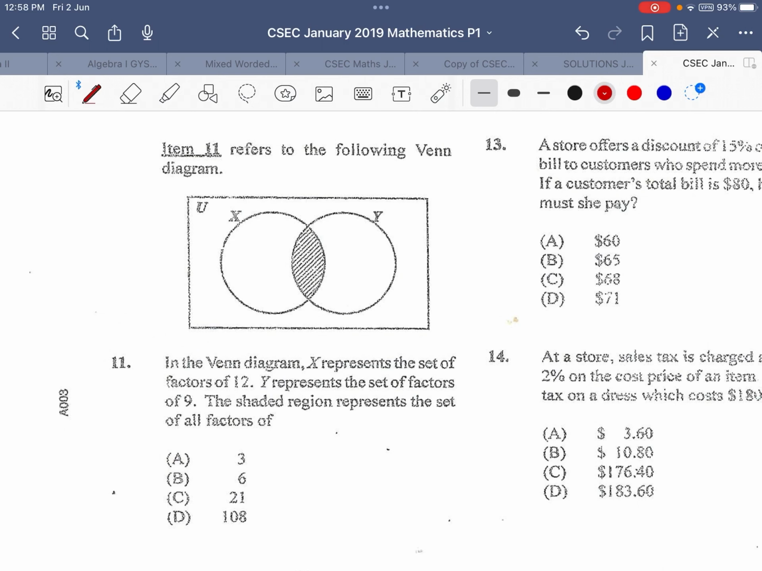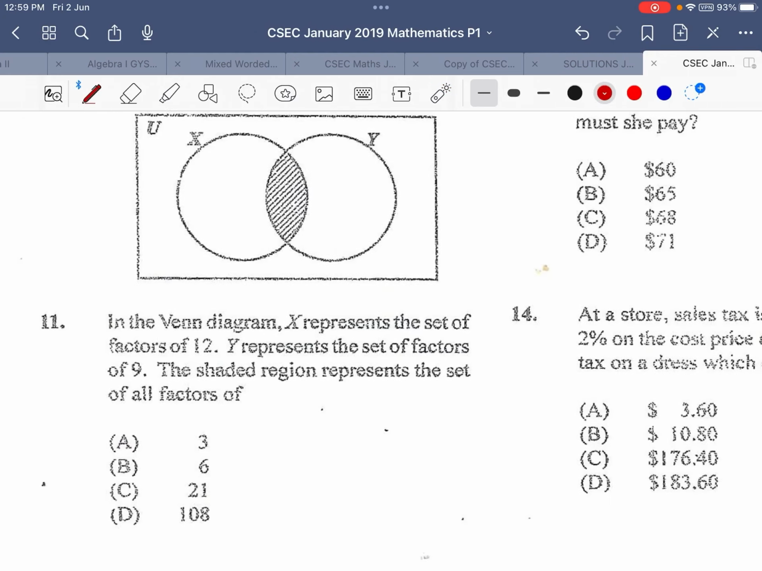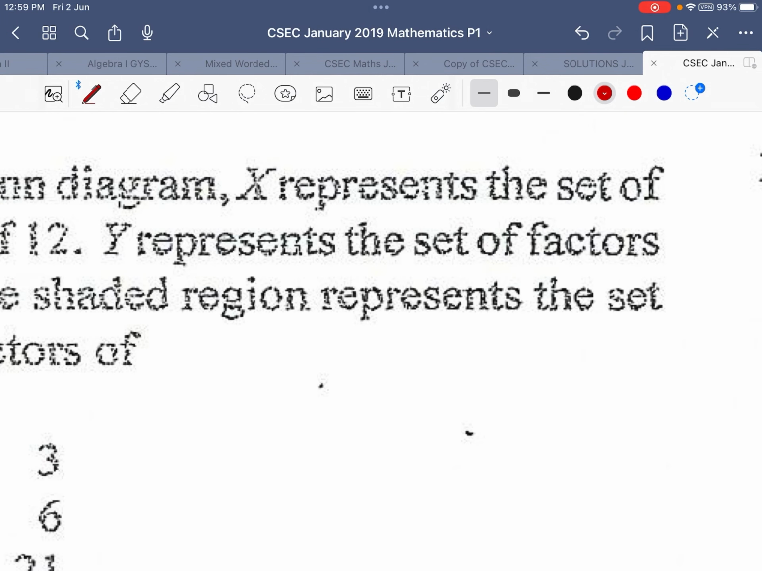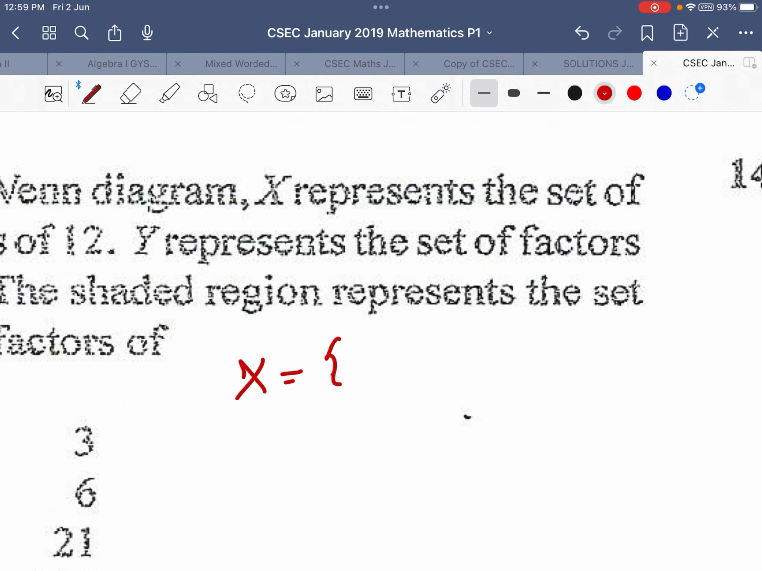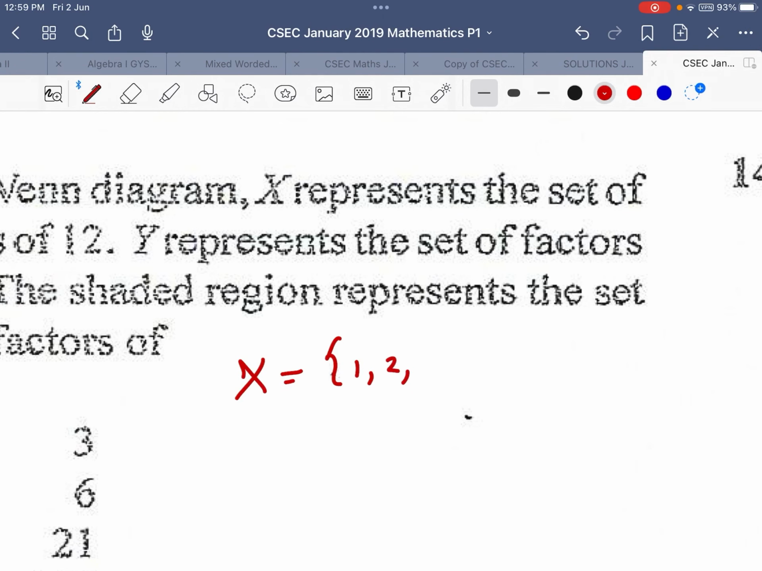So 11 refers to the following Venn diagram. In the Venn diagram, X represents a set of factors of 12, Y represents a set of factors of 9, and the shaded region represents a set of all factors of what? Okay, so the shaded region is the intersection, so we need to look at these two sets separately. X is the factors of 12. Those are all of the numbers that can go into 12 without leaving a remainder. So 1, 2, 3, 4, 6, and 12.